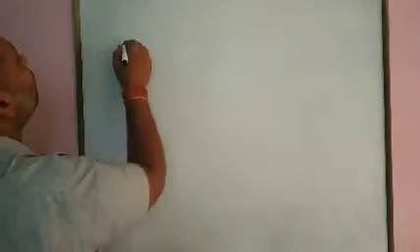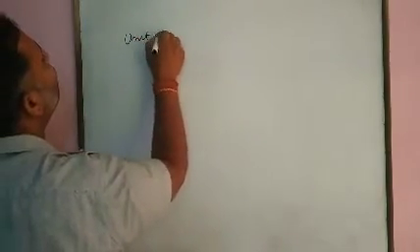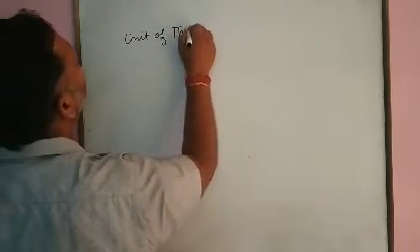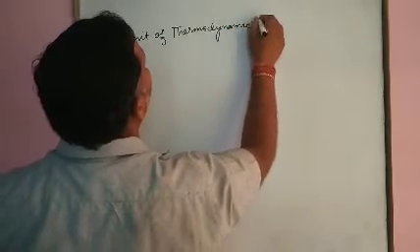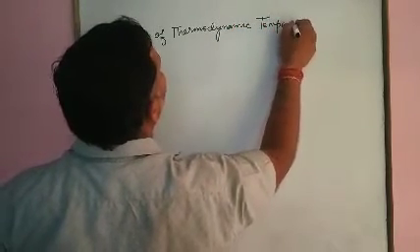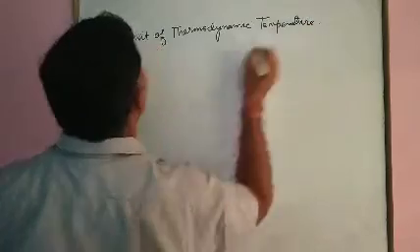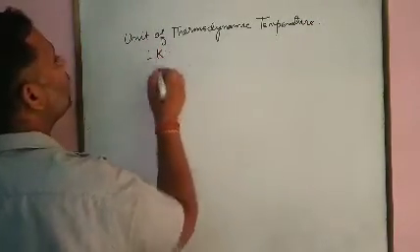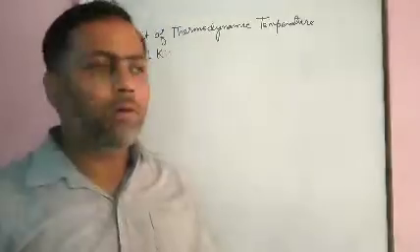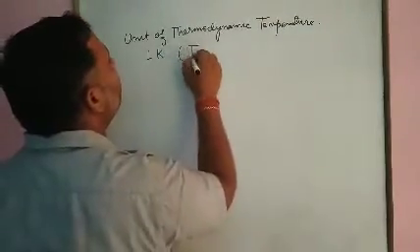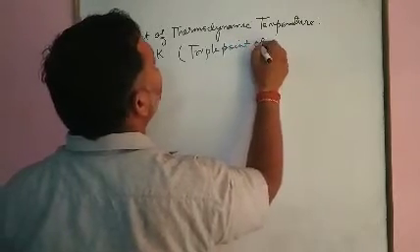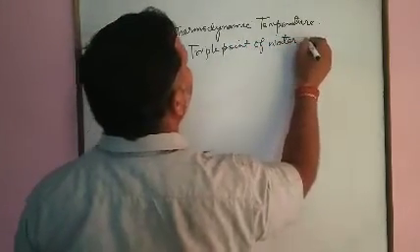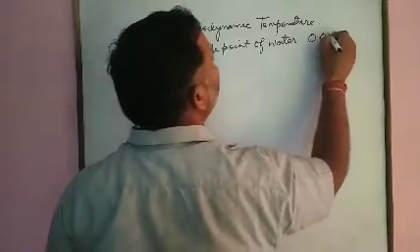Let us discuss the next one, that is the unit of thermodynamic temperature. It means we have to define 1 Kelvin. How to define 1 Kelvin? We know what is the triple point of water. Triple point of water, that is 0.01 degree centigrade.